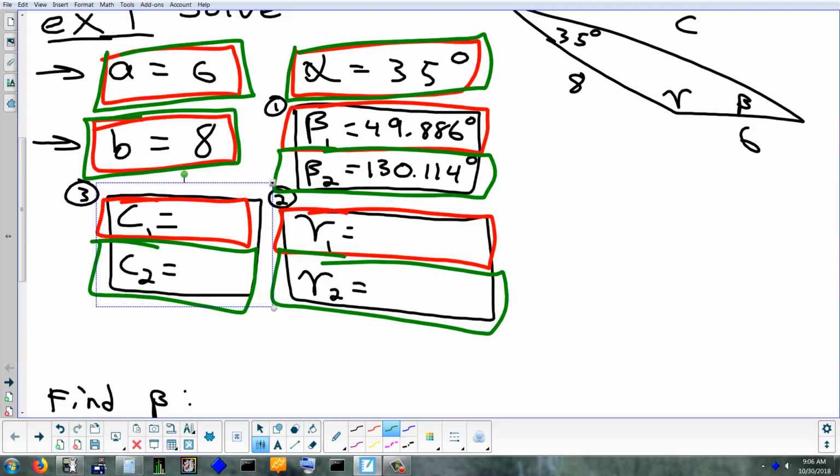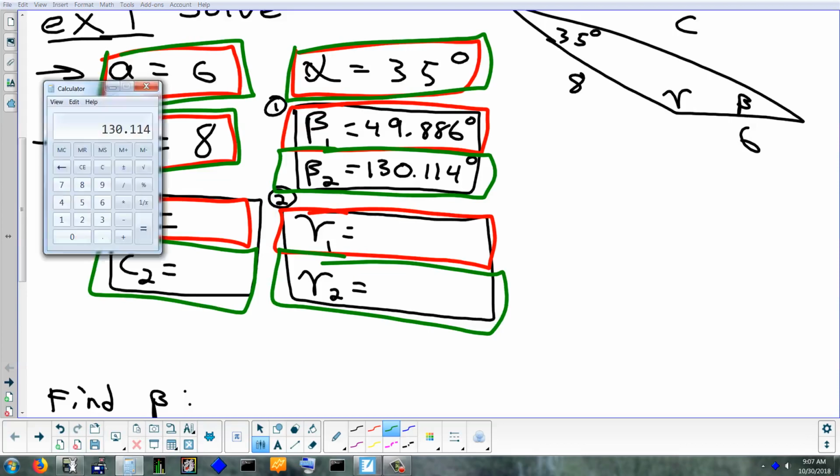So let's get gamma 1 first. What are the other two angles that are with gamma 1? Christian? Beta 1 and alpha. Beta 1 and alpha. Yep. So I'm going to add those up. So 35 plus 49.886. And I'm going to subtract that number from 180. So I get 95.114.